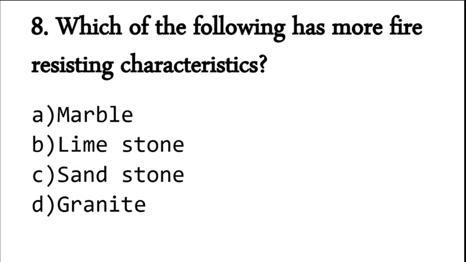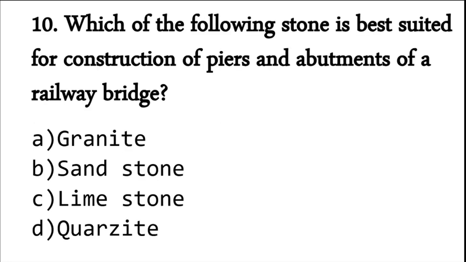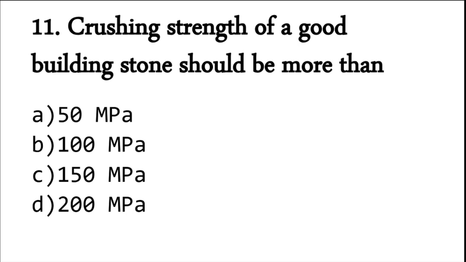Okay, next is, which of the following has more fire resisting characteristics? Marble, limestone, sandstone, granite. So sandstone is the correct answer. C is the correct answer. Okay, the next one is, which of the following stones is best suited for construction of piers and abutments of railway bridge? Granite, sandstone, limestone and quartzite. So granite is the best one.